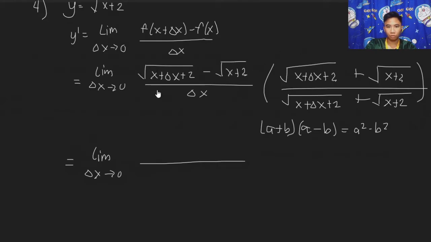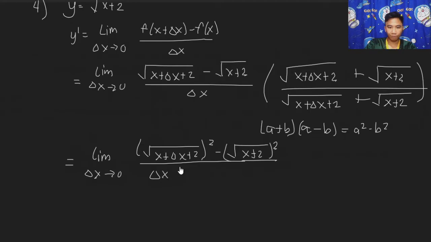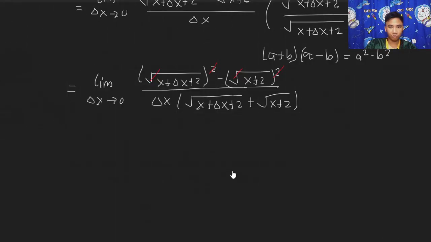this. We will have the square root of x plus delta x plus 2, the quantity squared, minus the square root of x plus 2, the quantity squared, all over delta x, times this, square root of x plus delta x plus 2 plus square root of x plus 2. So we can now cancel the square root.